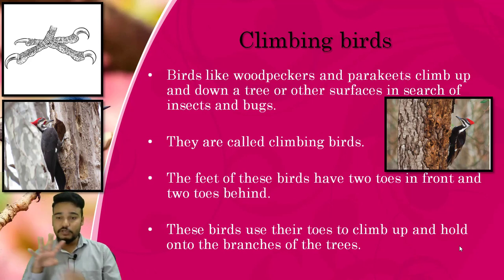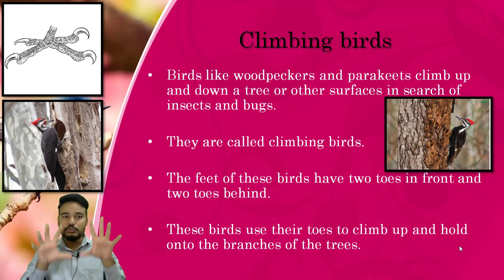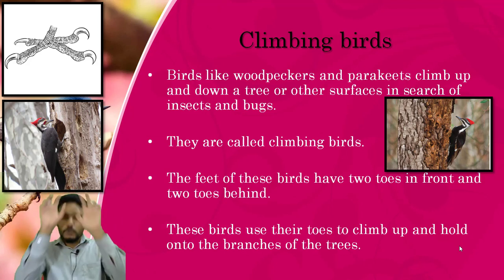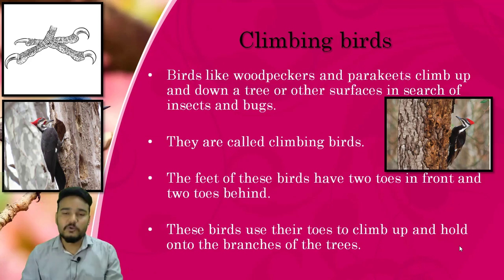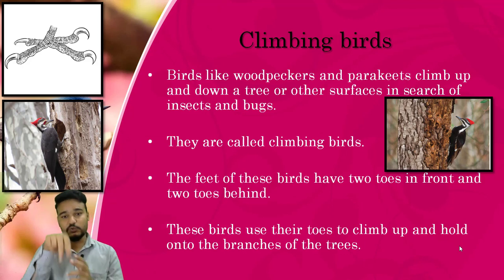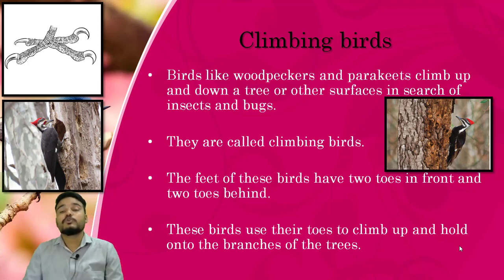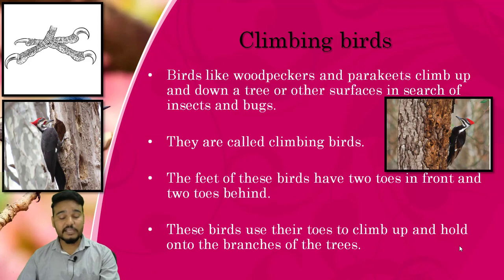Their toes are divided in a way that two are in front and two at the back. So what will happen? They can climb or hold the trunk comfortably. Their feet have 2 toes in the front and 2 toes at the back, so like a hook, whichever trunk or branches they are holding will fit perfectly. So they help them to climb the trees. So this is climbing birds.